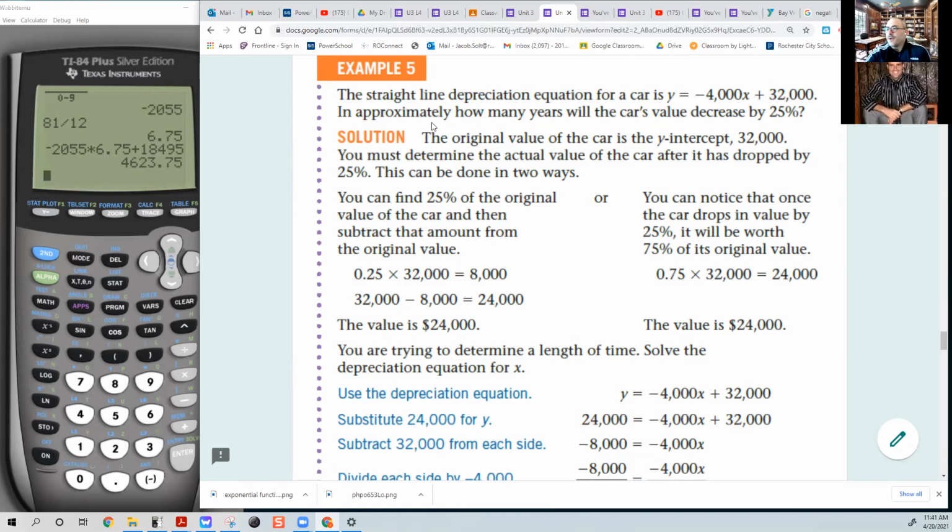In approximately how many years will the car's value decrease by 25%? Okay, decrease by 25%, not decrease to 25%. It's important to read those little words carefully.